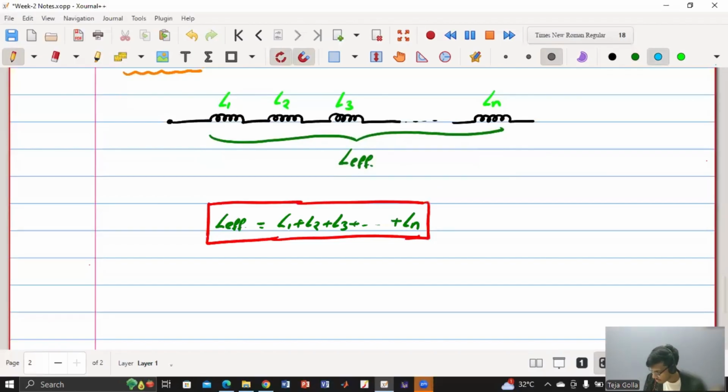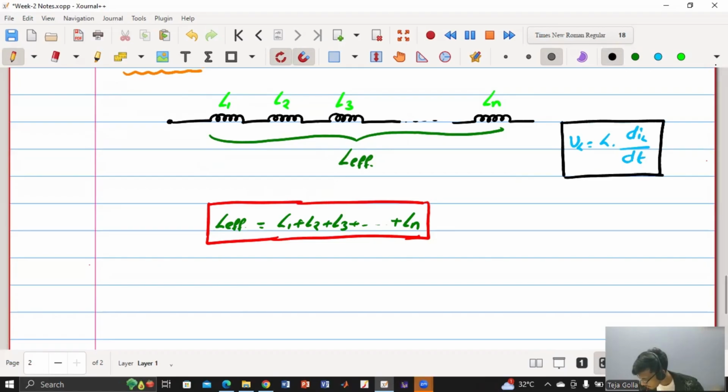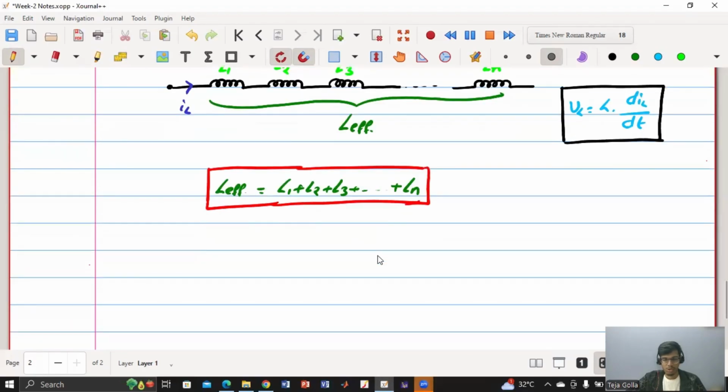So how are we getting this? We know that VL across any inductor is nothing but L into dIL by dt, right? And we know that the current flowing through all these inductors is same. So summation of the voltages across the inductors is nothing but L1 plus L2 plus L3 up to so on Ln into dIL by dt, which can be written as L effective into dIL by dt. So L effective is nothing but L1 plus L2 plus L3 up to so on Ln. So until this point, is it clear?